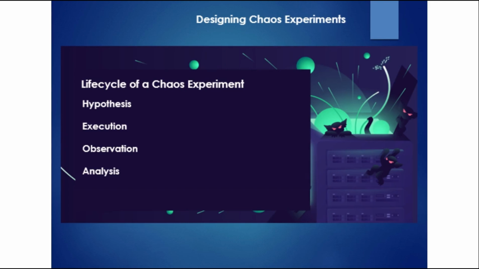4. Analysis. Analysis is the process of evaluating the results against your hypothesis, identifying improvements to system design or response mechanisms, and sharing findings in a postmortem document to inform future experiments and improve processes.